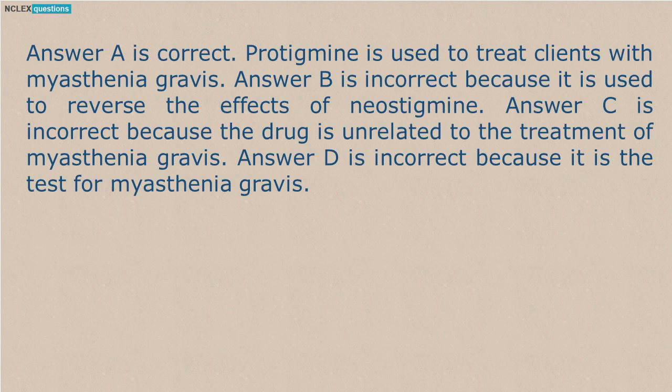Answer A is correct. Prostigmine is used to treat clients with myasthenia gravis. Answer B is incorrect because it is used to reverse the effects of neostigmine. Answer C is incorrect because the drug is unrelated to the treatment of myasthenia gravis. Answer D is incorrect because it is the test for myasthenia gravis.